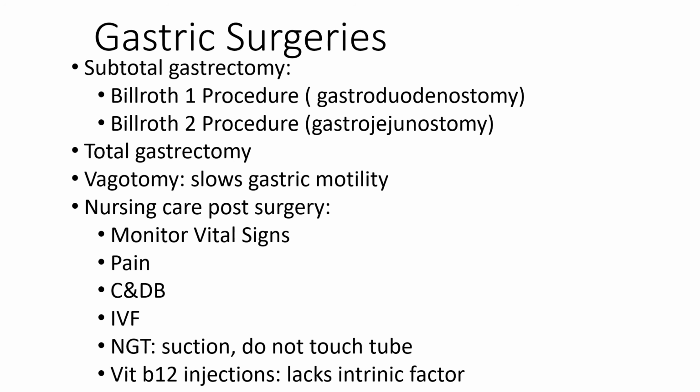A vagotomy is an operation in which one or more branches of the vagus nerve are cut. It's to reduce the rate of gastric secretions or in the treatment of these peptic ulcers. You have to monitor vital signs. You have to monitor for pain. You have to encourage coughing and deep breathing. Keep IV fluids running. For the NG tube, you're to suction and not to touch the tube. You want to keep that in place. Vitamin B12 injections because the patient is lacking that intrinsic factor.